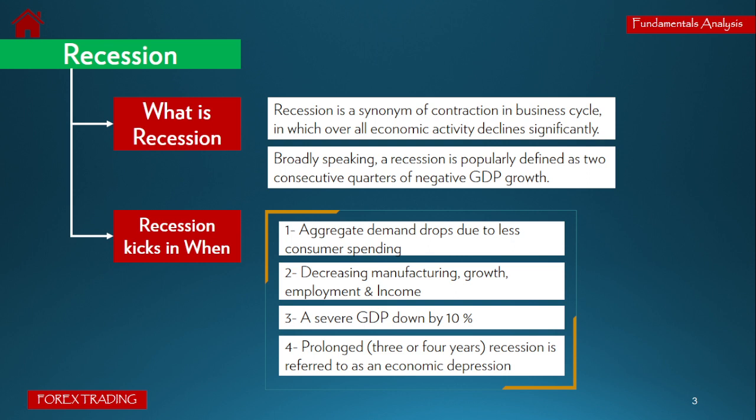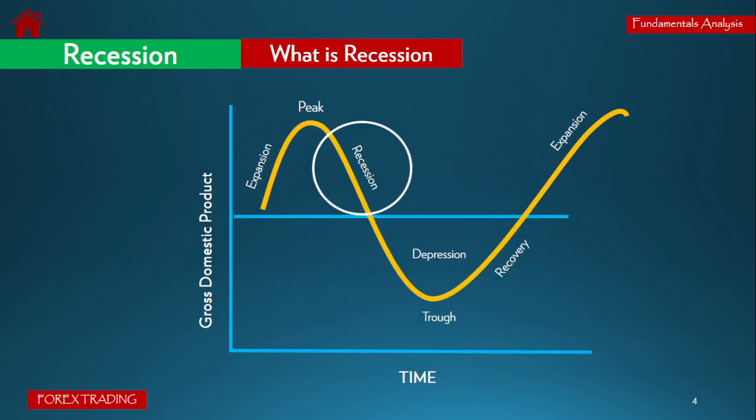And then we have a prolonged 3 to 4 year recession, which is also referred to as an extreme case of recession, and it's called economic depression. So if you look at this business cycle, this is where the white circle is called recession, and it happens when we see an expansion period and it reaches a peak, and from there the economy contracts and falls further into recession.